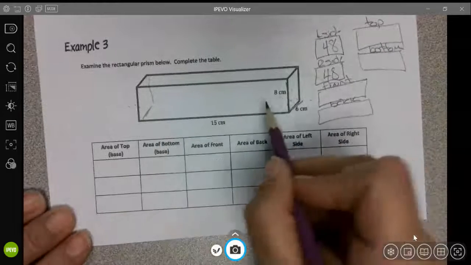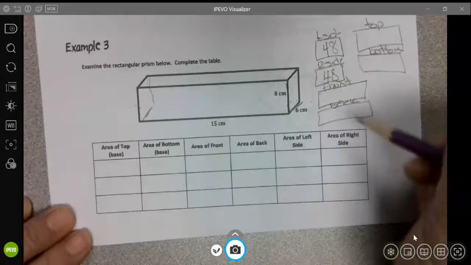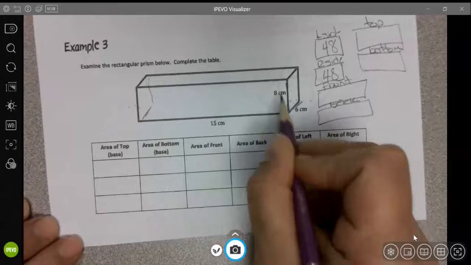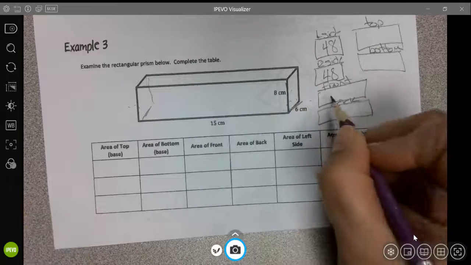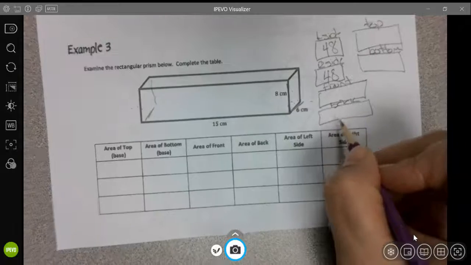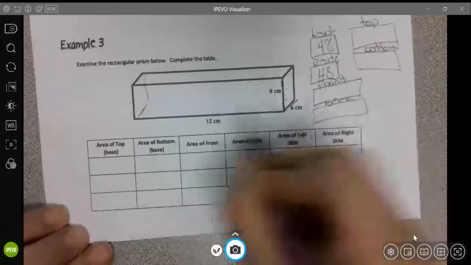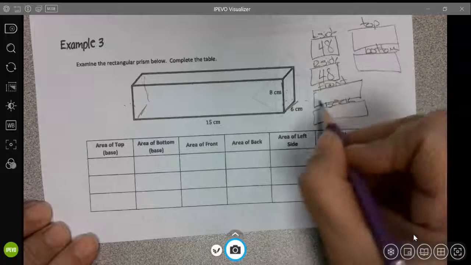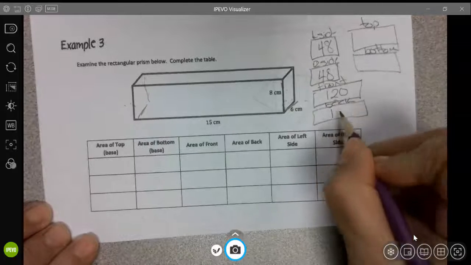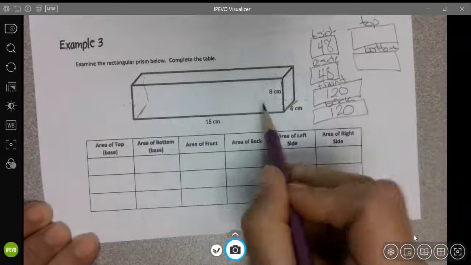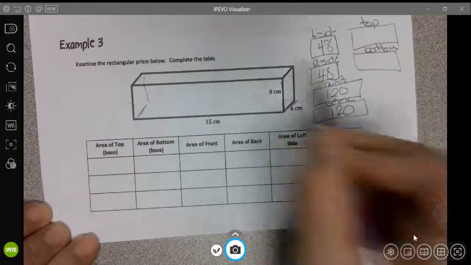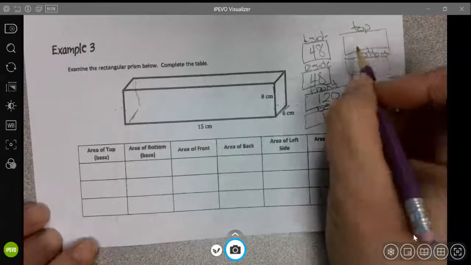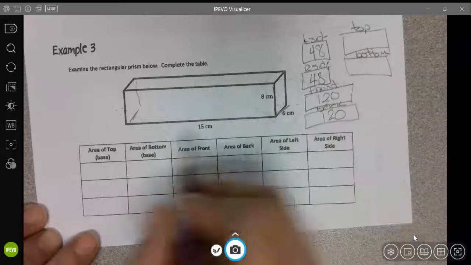Now my front and my back, they both will be congruent as well. They'll both be the same length and the same height. So if I have a 15 by 8, my base is 15 and my height is 8, isn't that going to give me 120? So if my front is 120, then my back is also going to be 120 squared centimeters.